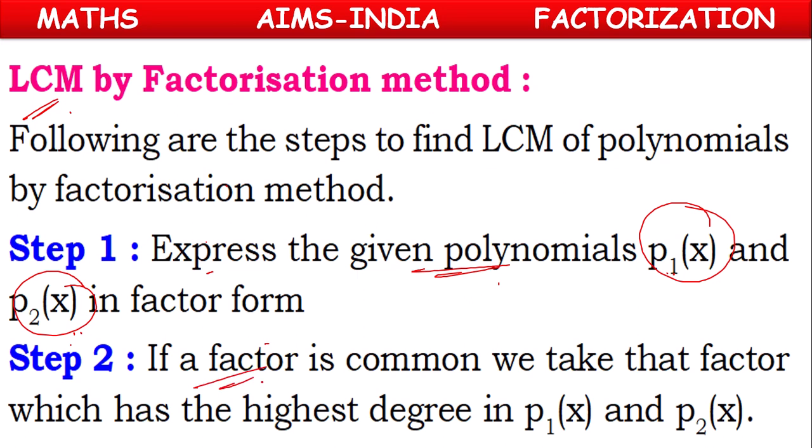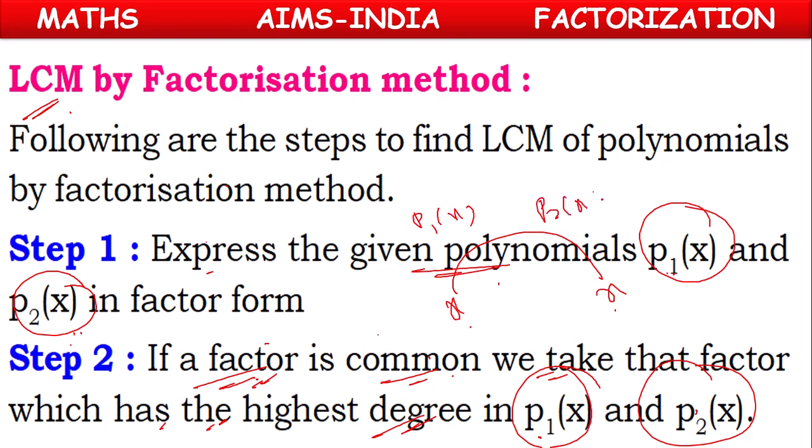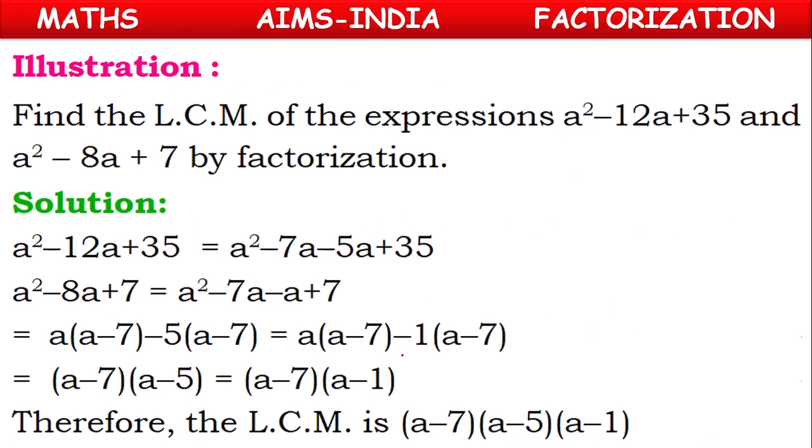Next, step 2: if a factor is common, we take that factor which has the highest degree in P1(x) and P2(x). Suppose one factor x is common in P1(x) and in P2(x). It is there in both, but we have to take the highest degree. If it is of highest degree in P1(x), we take that, or if it is of highest degree in P2(x), then we take that. The common factor where it has the highest degree, that we have to take. Next, let's see the example, children.